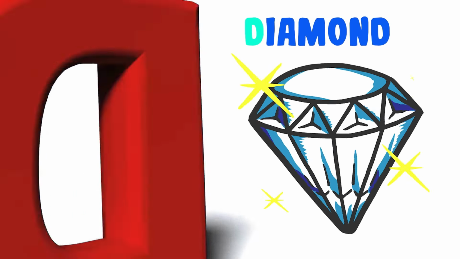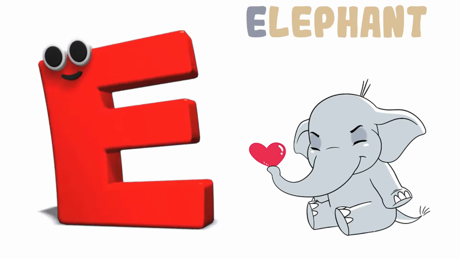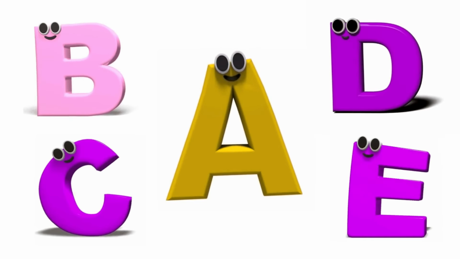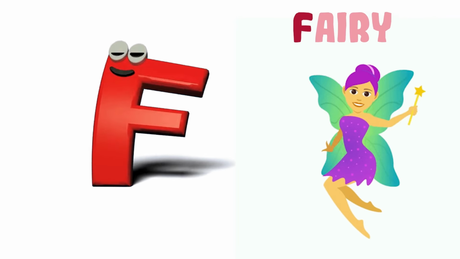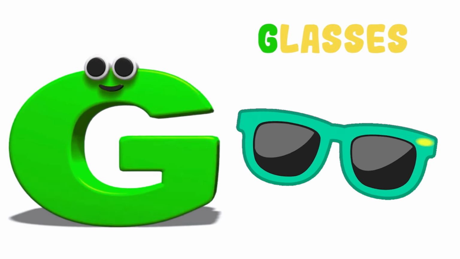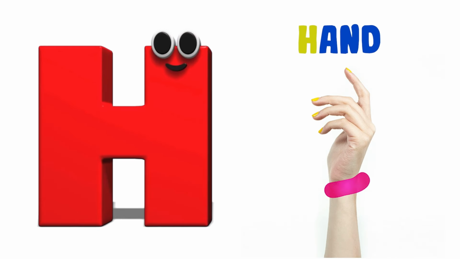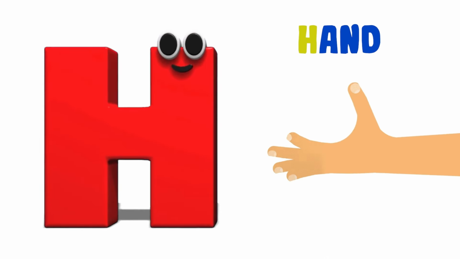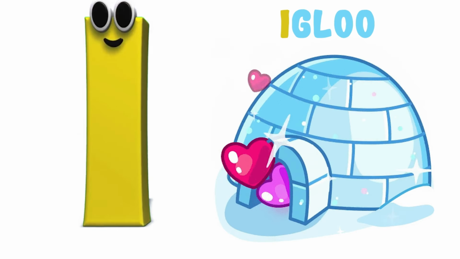E is for elephant, eh, elephant. E, elephant. F is for fairy, f, fairy. F, fairy. G is for glasses, g, g, glasses. G, glasses. H is for hand. I is for igloo, I, I, igloo.